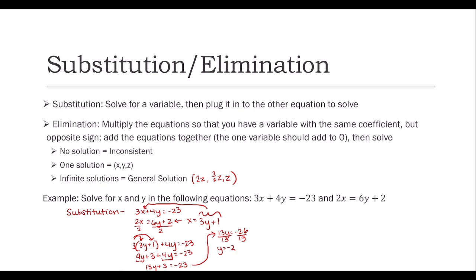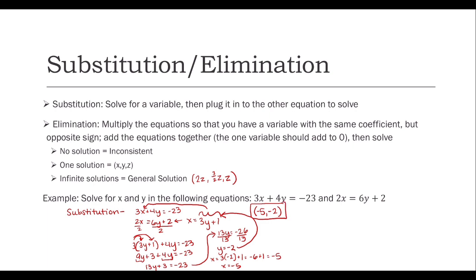So now that we know what y is, we can plug that in here to solve for x. So we have x equals 3 times y, which is negative 2, plus 1. So 3 times negative 2 is negative 6, plus 1 will give us negative 5. So x equals negative 5. So your answer would be (negative 5, negative 2).